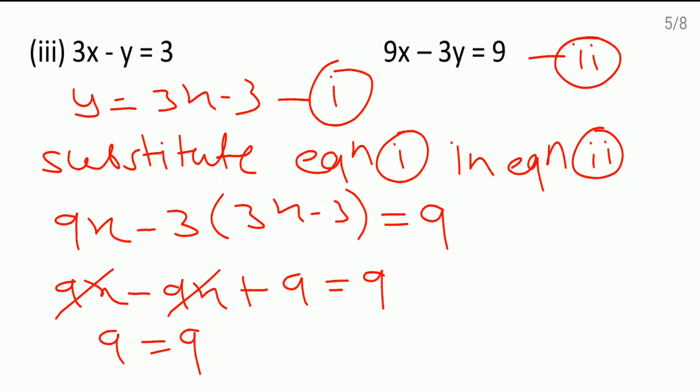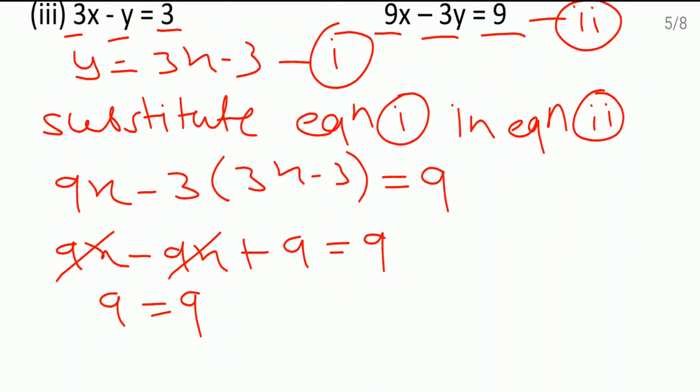You just see here, no variable is left. It means that these two lines are coincident lines. Just check the ratio. Here 3 by 9, so the ratio is 1 by 3. Here minus 1 by minus 3, ratio is 1 by 3. And this 3 and 9, the ratio is 1 by 3. All the three ratios are equal. That means lines are coincident.